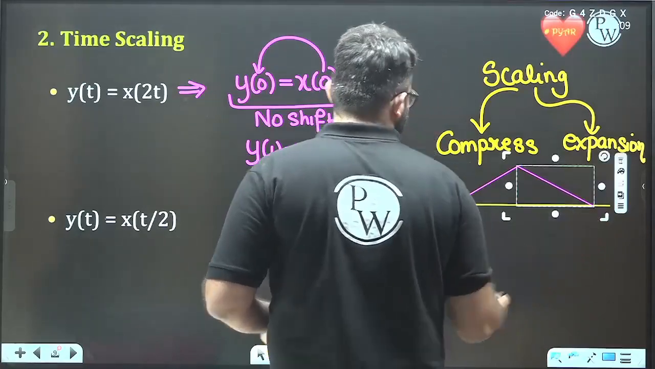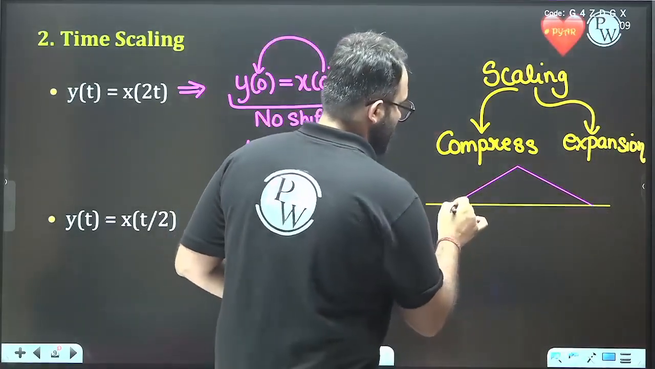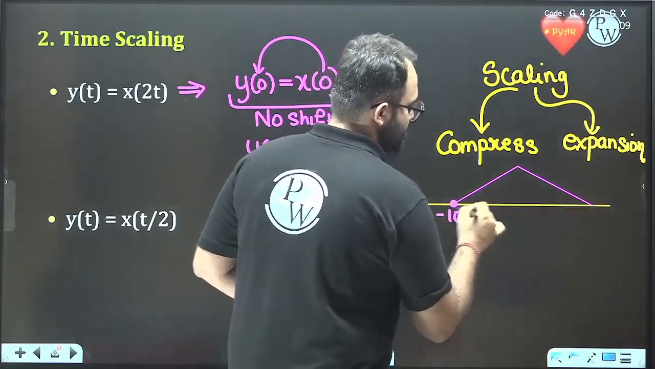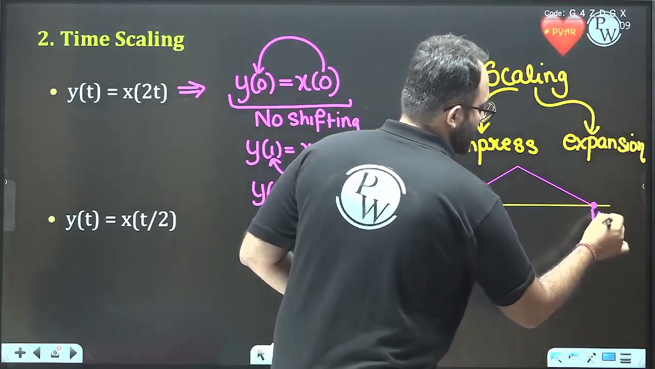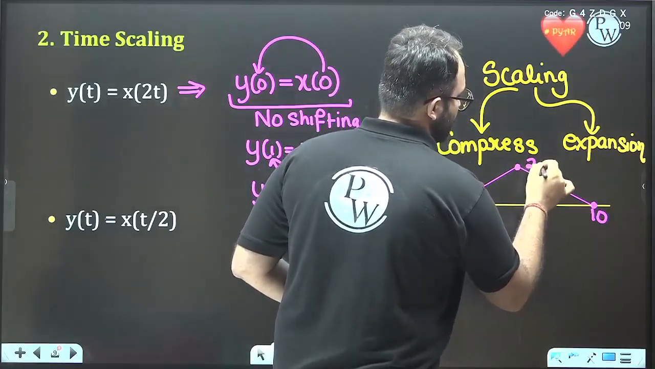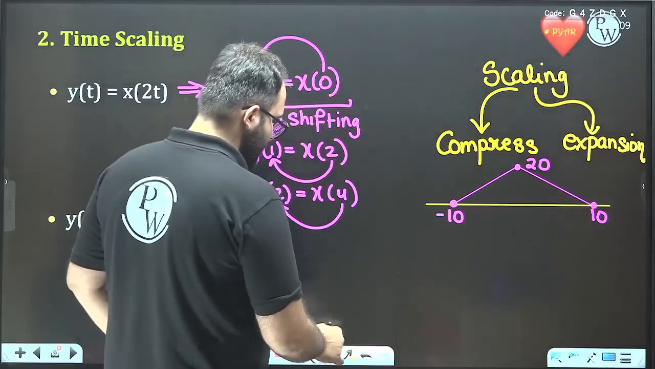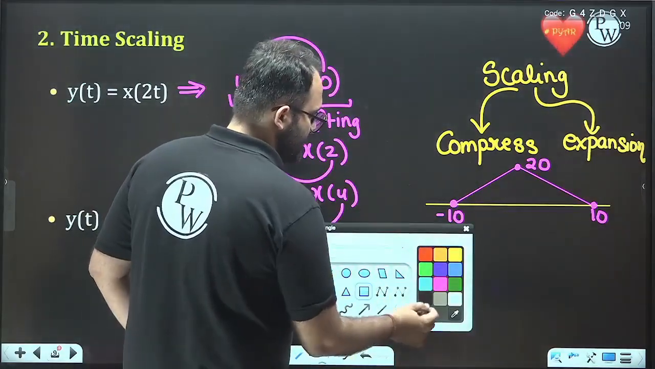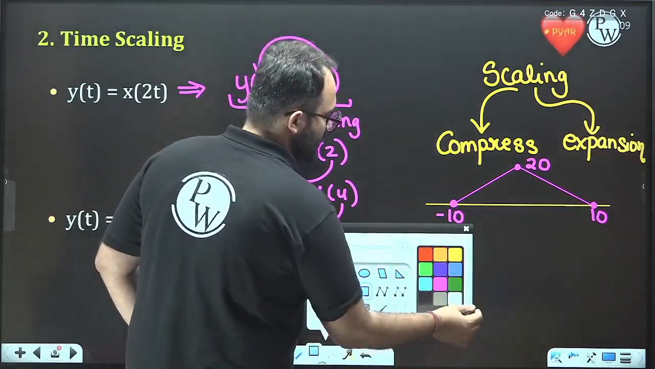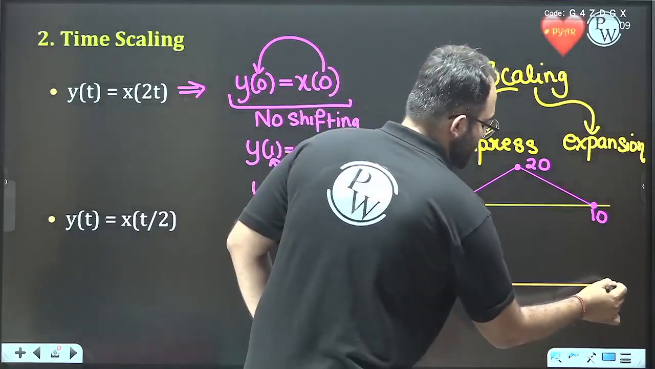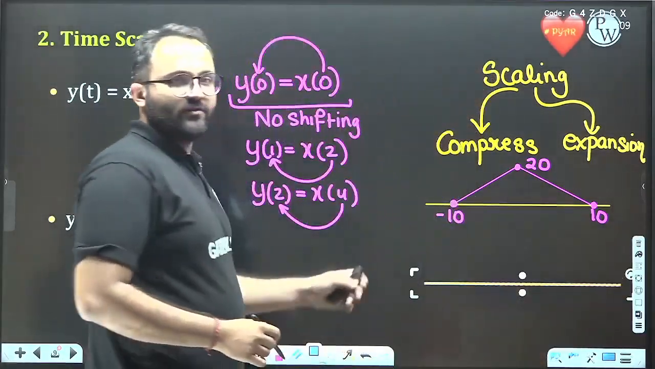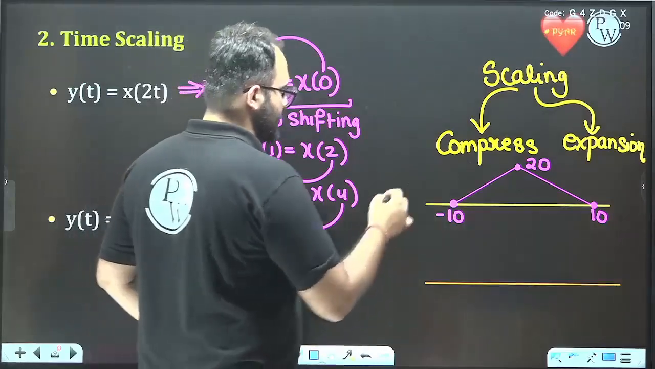Suppose we have a triangular signal which is from minus 10 to 10 and height is 20. Now this is your x(t) signal.